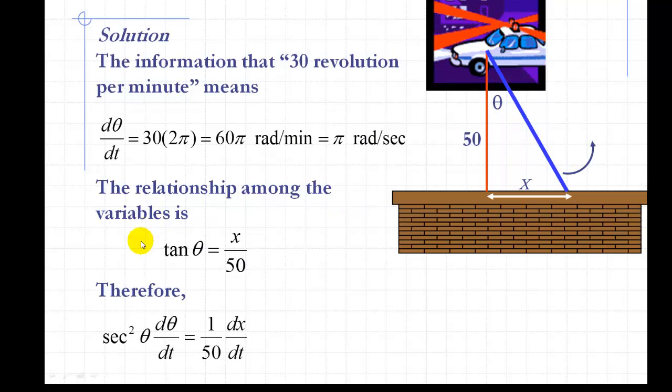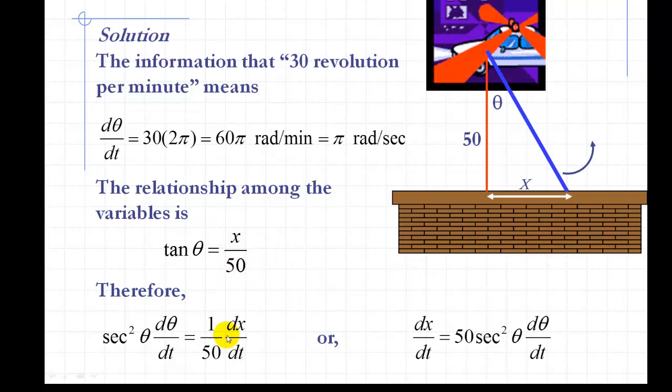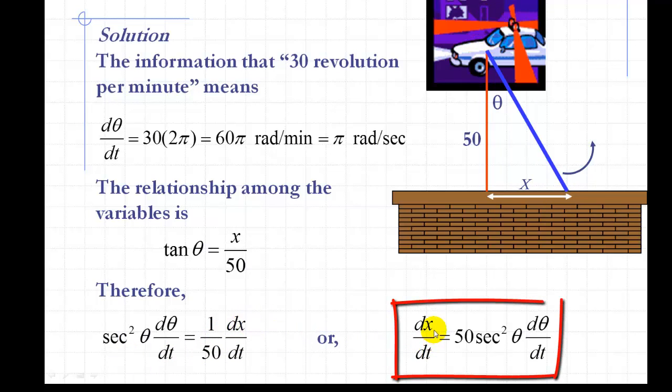So if we take the derivative of both sides here, we're going to get secant squared theta d theta/dt equals 1 over 50 times dx/dt. Now, solving that for dx/dt, because it's this rate of change of the beam on the wall we're interested in, we move the 1/50th to the other side by multiplying both sides by 50. So dx/dt is equal to 50 secant squared theta d theta/dt.